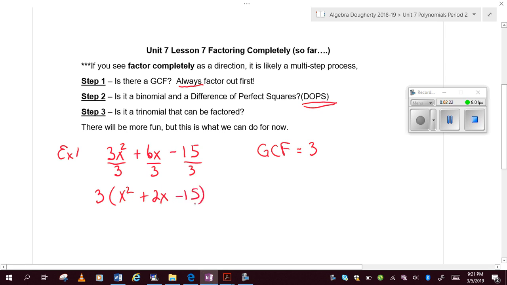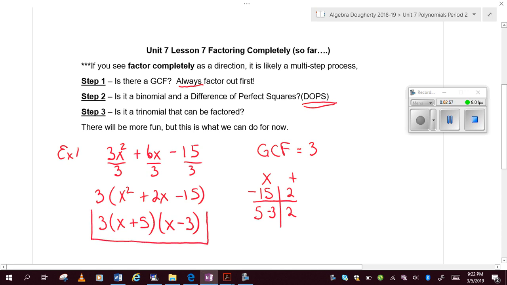Now we have to ask ourselves, okay, there's no GCF there. It's a trinomial. Can this trinomial be factored? Well, are there numbers that multiply to negative 15 and add up to 2? Well, let's see. I've got 5 and negative 3. That adds up to positive 2. Hey, guess what? It can factor: 3 times x plus 5 and times x minus 3. We see those trinomials are done. They can't be factored any further. So there it is in factored form.